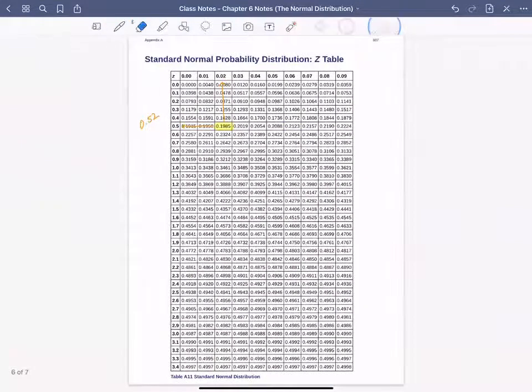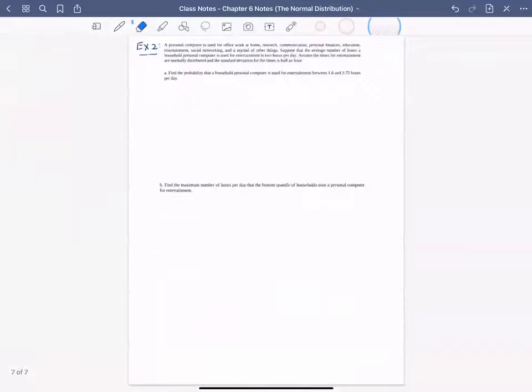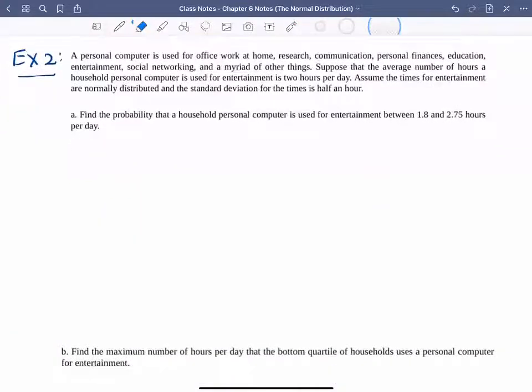Okay, let me erase this here so we can use it again. And now we're going to go to our last example of this section and chapter. So go ahead and pause it, write this down, and then I'm just going to talk about it. So by now you've written it down because I'm going to start talking about it. A personal computer is used for office work at home, research, communication, personal finances, education, entertainment, social networking, and a myriad of other things. Suppose that the average number of hours a household personal computer is used for entertainment is 2 hours per day. Assume the times for entertainment are normally distributed and the standard deviation for the times is half an hour.